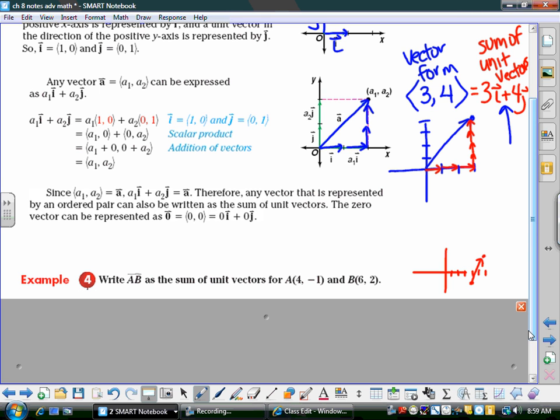If I'm going to write it as an ordered pair, which is what I like to do first, I need to figure out how much does it change in the x direction and how much does it change in the y direction. In the x direction, it changes by 2, and in the y direction, it goes up 3. So as an ordered pair, or in vector form, it's the vector 2, 3. To change that to the sum of unit vectors, it'll be 2i plus 3j.